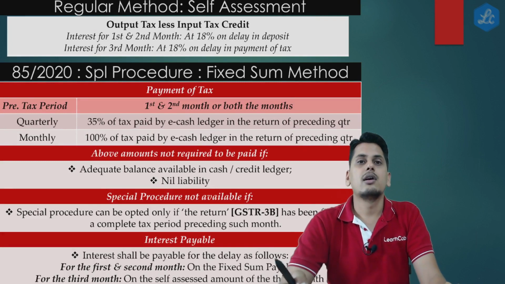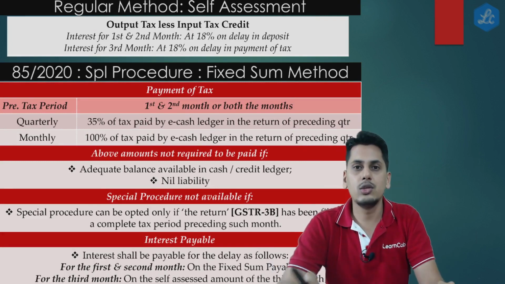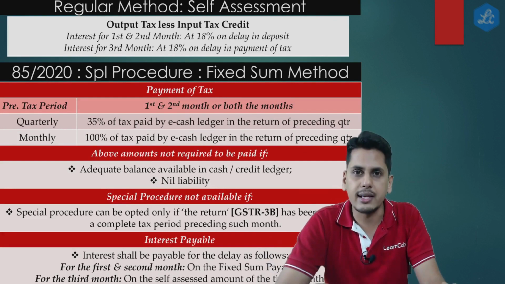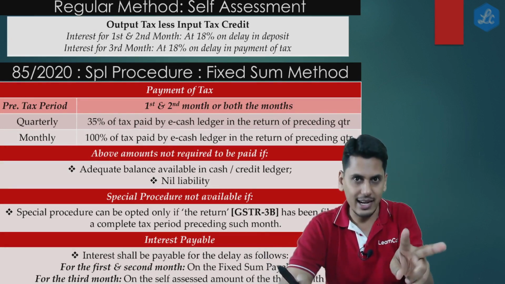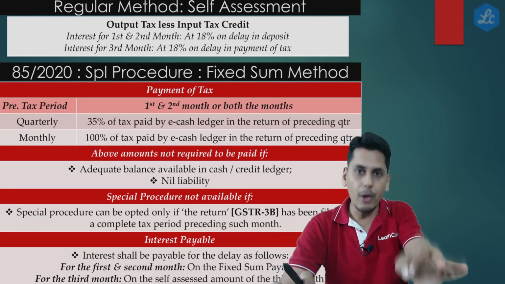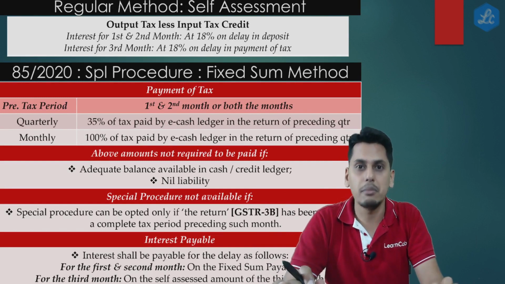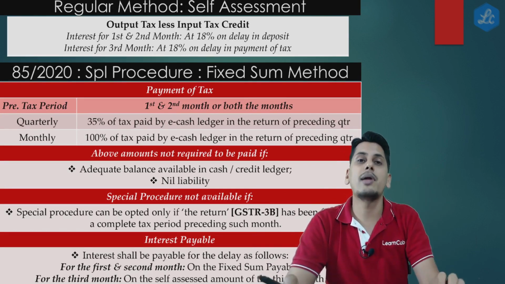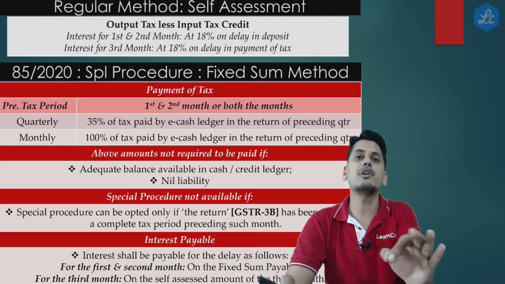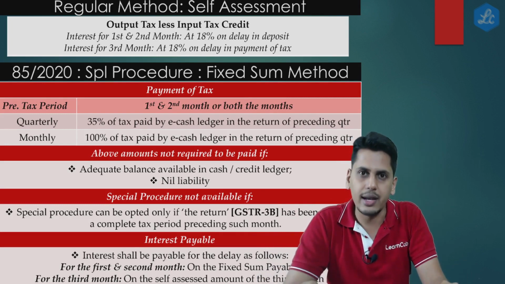Now friends, once opted under QRMP scheme, there are two methods using which you can make a payment of tax. Here friends, payment of tax means for the first and the second month, it is a mere deposit in the electronic cash ledger. Such deposit which is being made cannot be used for any other purpose or cannot be applied as a refund till the return for the relevant quarter has been filed.